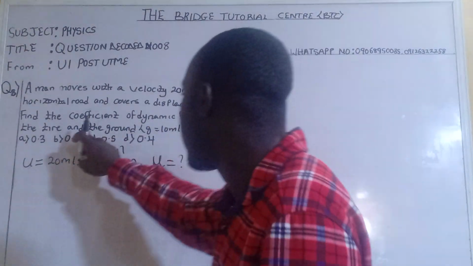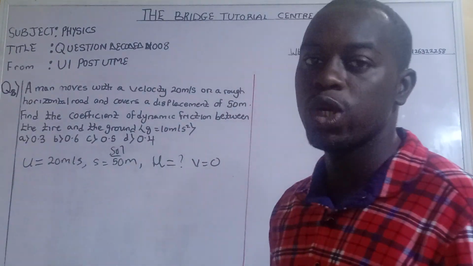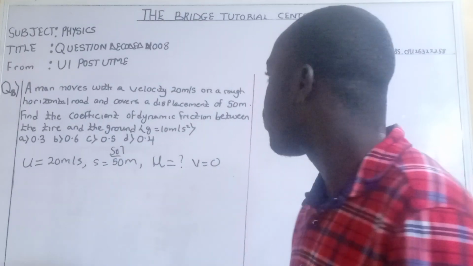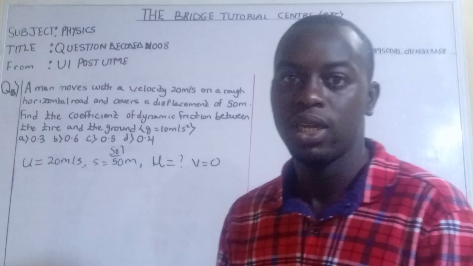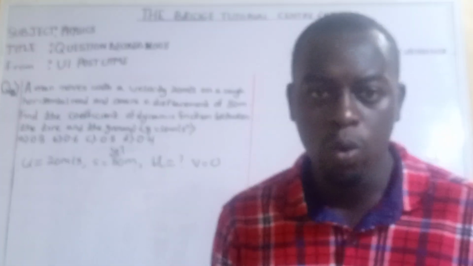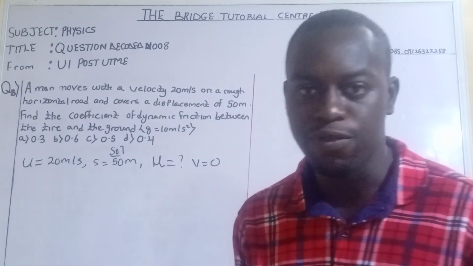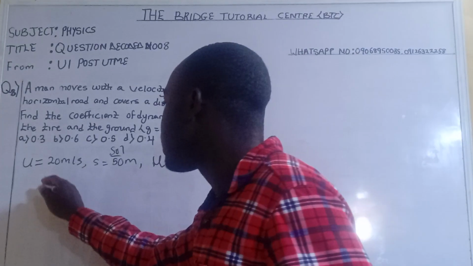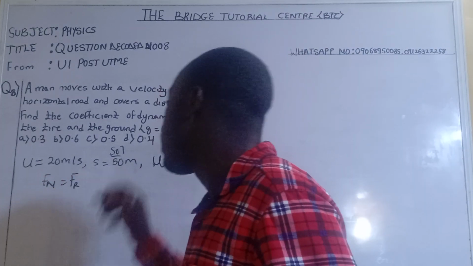Find the coefficient of dynamic friction between the tire and the ground. So how do we solve this question? The first thing you have to take note of is that when a car is moving and wants to stop, the driver has to press the brake, and the force that is stopping that car is the frictional force. That is, at that moment I can assume that my net force is equal to the frictional force.